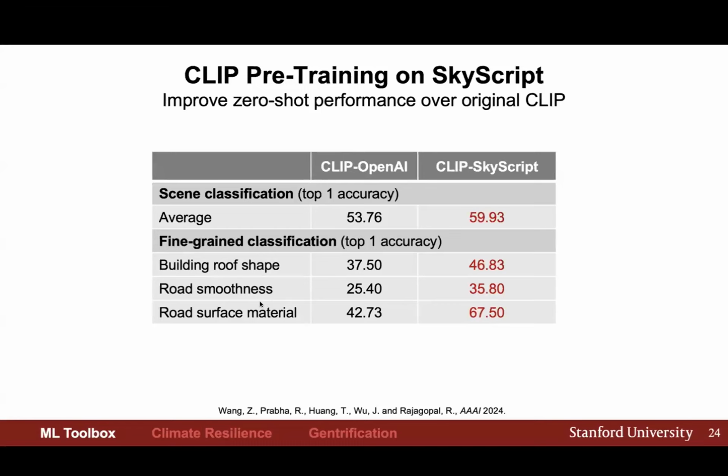These are the benchmarks after training on our SkyScript data set, compared with the original CLIP model from OpenAI. We designed a few tasks using the satellite imagery evaluation data. For scene classification, we improve a few points of accuracy. For fine-grained classification, we improve around 10 to 20% after training. This is without designing new models. It's just fine-tuning on our own data set to give a performance boost.